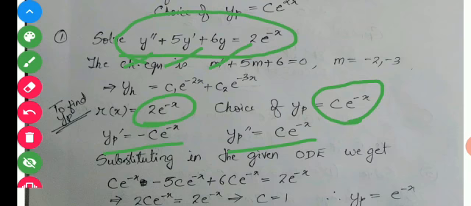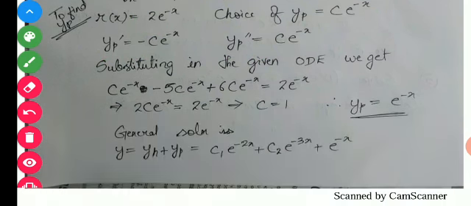When I substitute, we are getting it like this: c e raised to minus x minus 5 into c e raised to minus x plus 6 c e raised to minus x equal to 2 e raised to minus x. The actual equation was y double dash minus 5 into y dash plus 6y equal to 2 e raised to minus x. So we have substituted those corresponding values there. Now equating both sides of the equation, the left hand side turns out to be 2c e raised to minus x and the right hand side turns out to be 2 e raised to minus x. So c, the value is 1.